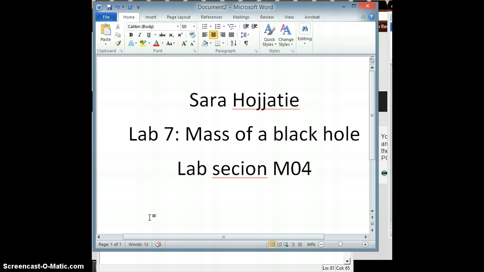The objective of this lab was to determine the mass of the black hole using the known mass of a star orbiting the black hole. In conclusion, my mass of the black hole came to be 3.76 times 10 to the power 31 kilograms.